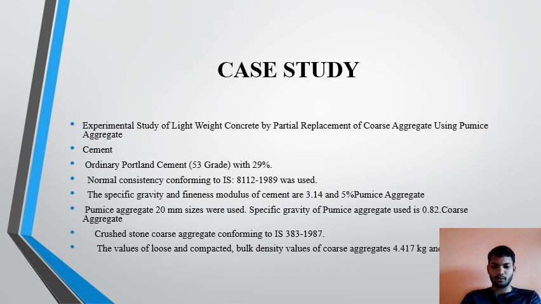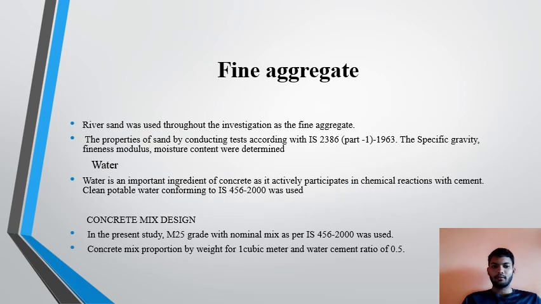Coarse aggregate: crushed stone coarse aggregate conforming to IS 383 1987 was used. The value is obtained by comparing bulk density values. Coarse aggregate is 4.417 kilograms. Fine aggregate: river sand was used throughout the investigation as fine aggregate. The properties of the sand were determined by conducting tests according to IS 2386 part 1 1983: the specific gravity, fineness modulus, and moisture content were determined.